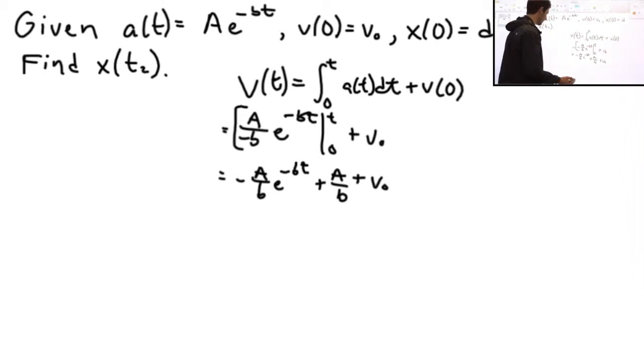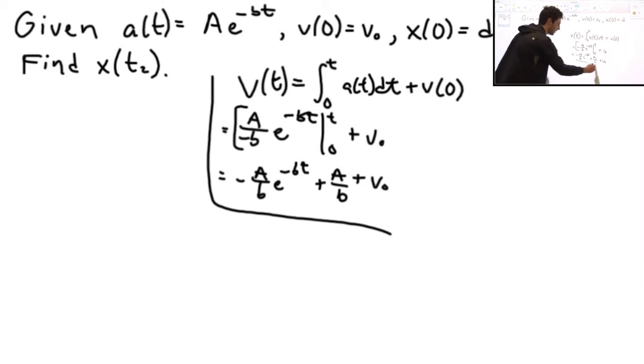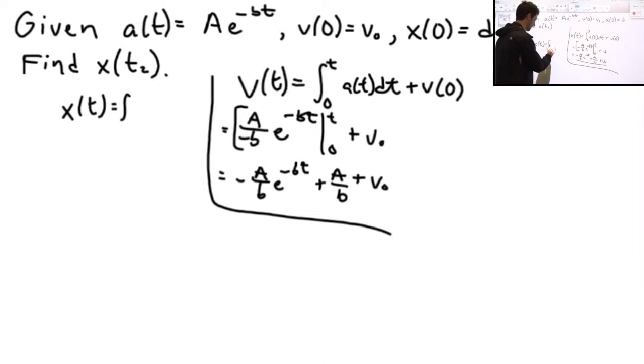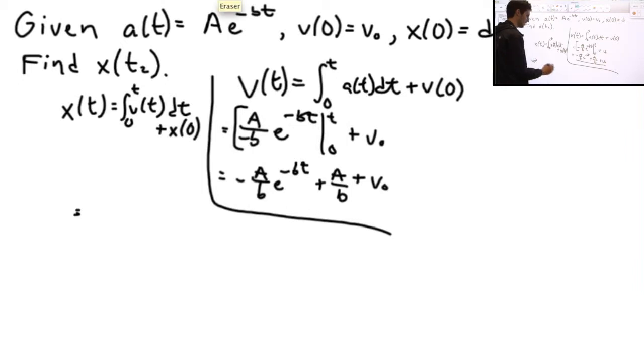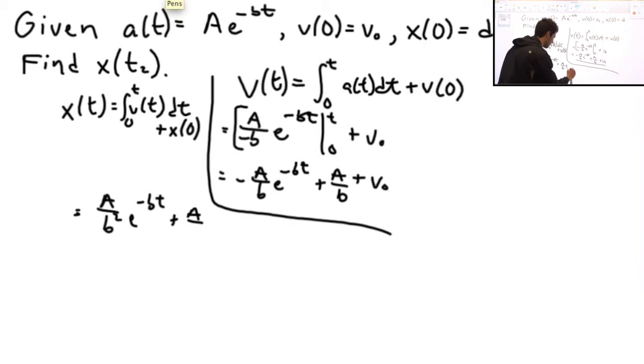And then finally, x of t is just like this, but it's the integral of velocity. So I'm going to take this full velocity function and integrate it again. So I'll come over here and say x of t equals the integral of v of t dt from 0 to t, plus x naught, x of 0. If I work that out and take this integral, I'm going to get something like this: a over b squared e to the minus bt, that's the integral of this guy, plus a over b t, integral of this, plus v naught t, which is the integral of this.